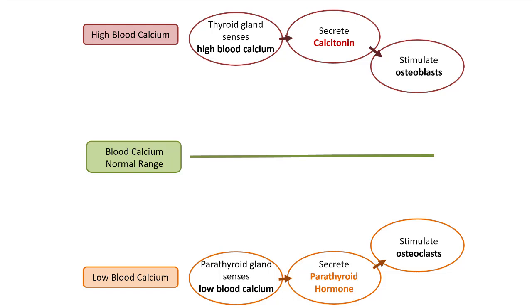Calcitonin from the thyroid gland in the high blood calcium state is going to stimulate osteoblasts. It's trying to say, we have too much calcium in the blood. We need osteoblasts to build it into the bone. In the low calcium state, parathyroid hormone says, we don't have enough calcium out in our blood. We need osteoclasts to break down the bone so that we can add more calcium into our blood.